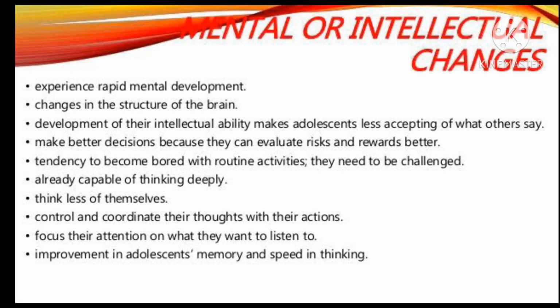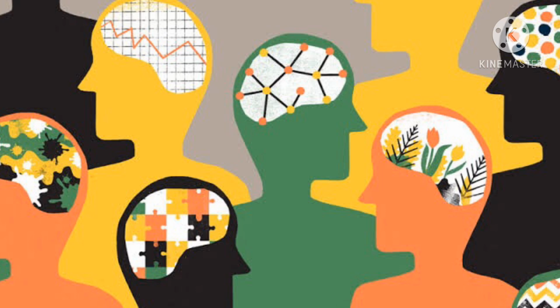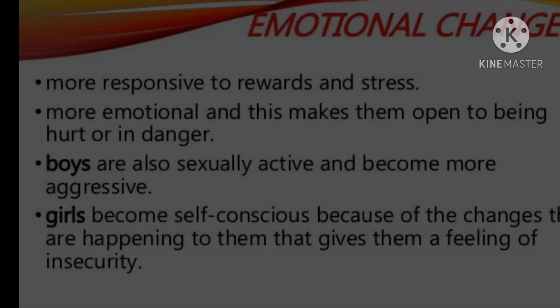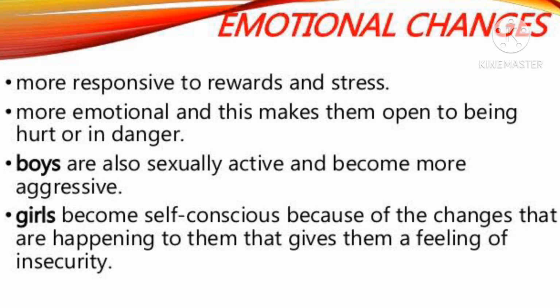Our next change is the mental or intellectual changes. Adolescents experience rapid mental development, experiencing intellectual changes in how they think. There is likewise an improvement in adolescents' memory and thinking. The third change is the emotional changes. Adolescents experience emotional changes as in their moody state.